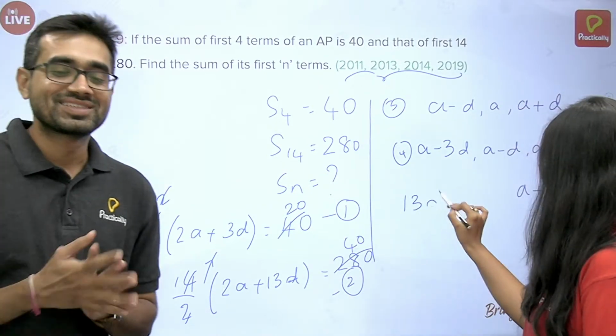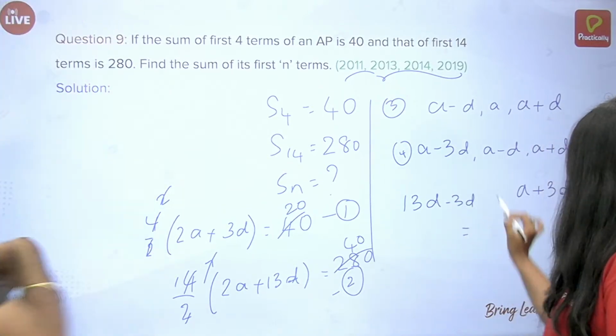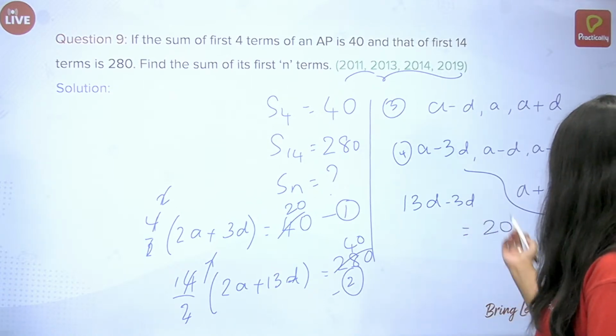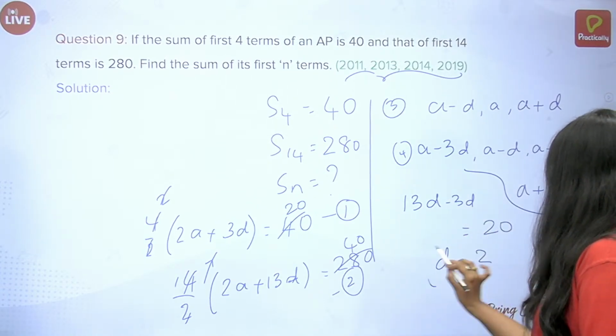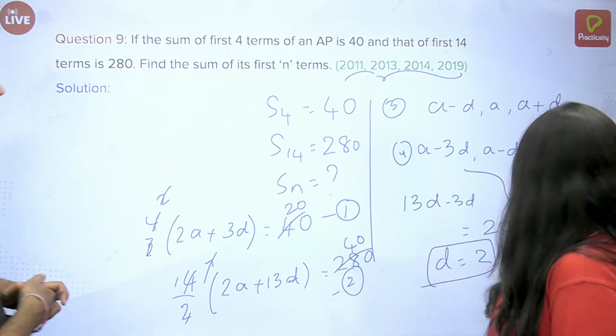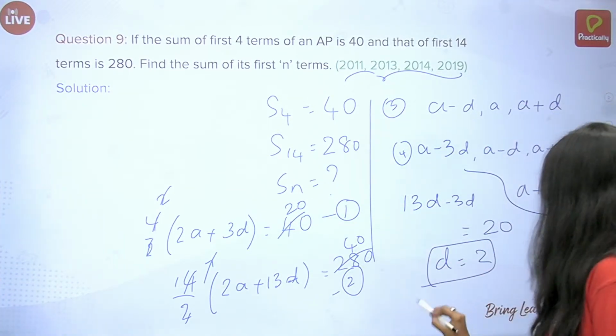So 20 minus 3d equals 40 minus 20. 40 minus 20, that is 20. So 10. So d is equal to 2. So when you get d equals 2, you substitute the value, then get 6, 14, a is equal to 7. 20, yes, so a equals 7.